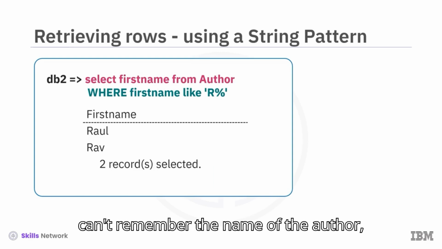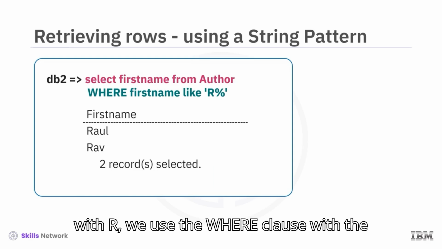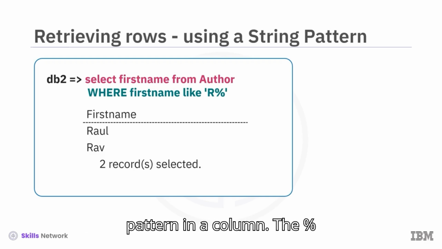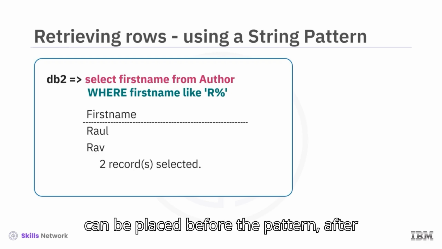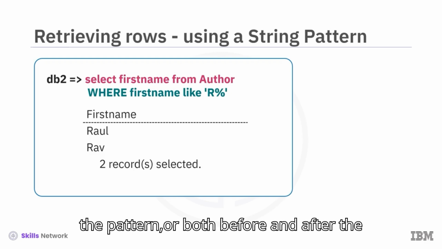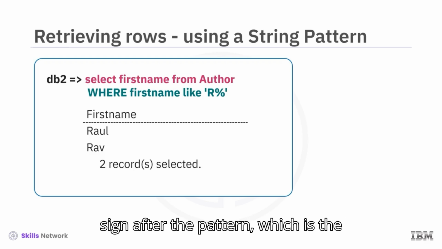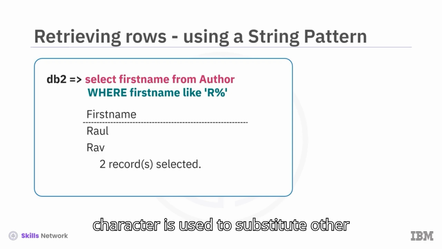If we can't remember the name of the author, but we remember that their name starts with R, we use the where clause with the like predicate. The like predicate is used in a where clause to search for a pattern in a column. The % is used to define missing letters. The % can be placed before the pattern, after the pattern, or both before and after the pattern. In this example, we use the % after the pattern, which is the letter R. The % is called a wildcard character. A wildcard character is used to substitute other characters.